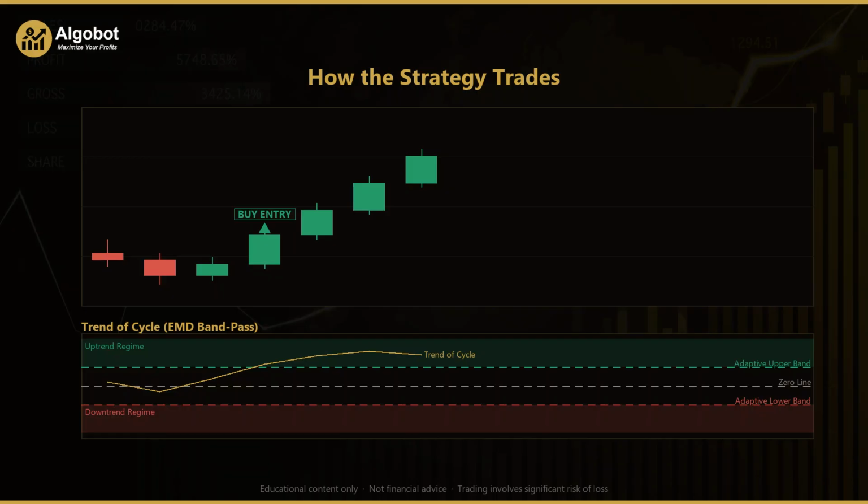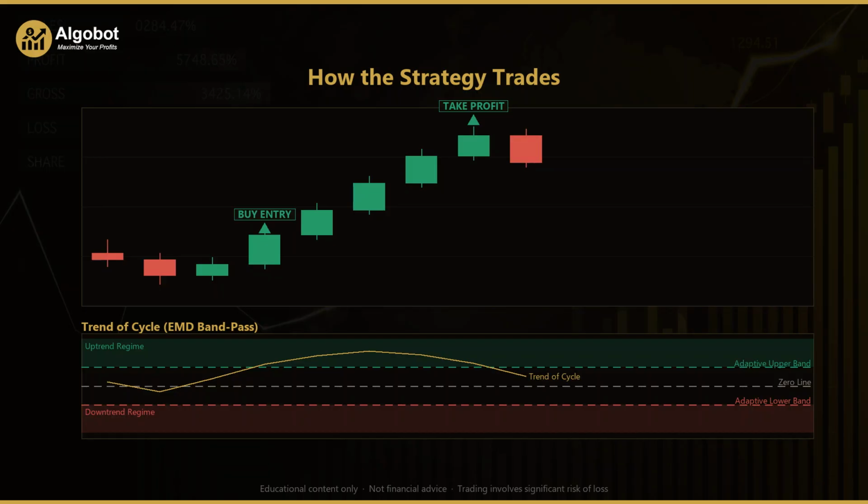Now watch the third candle. Price pushes up with a strong close, and the gold line surges above the adaptive upper band for the first time. That crossing is the moment the regime flips from consolidation to up. This is where the buy entry marker appears. The strategy closes any short it might have held and opens a long.